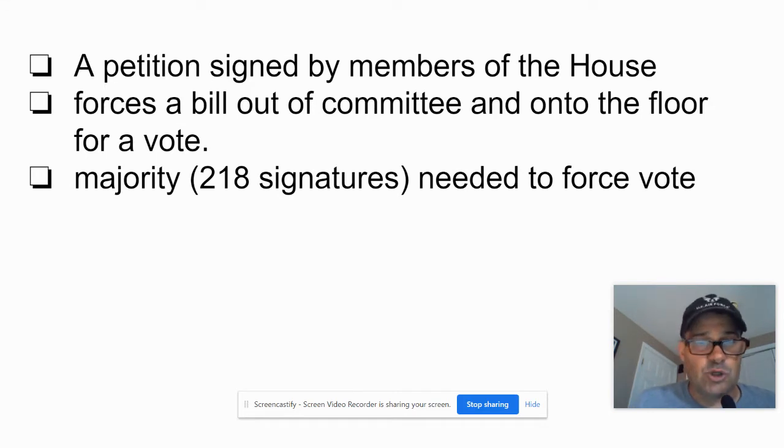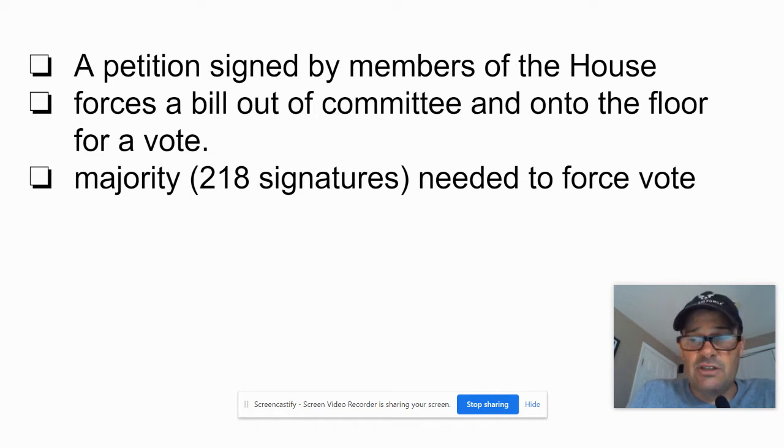All you need is a majority, 218 signatures. Doesn't matter which party, just 218 signatures needed to force a vote. Now, of course, what you're working against is the whips. If the whips and the majority leader or the minority leader, especially the speaker, don't want this thing on the floor, then it may be hard to get members to sign on to the petition. Maybe if they sign the petition, they get in trouble and they lose a committee assignment, or maybe they don't get as many funds to run for election. So there's certain things that the party can do.